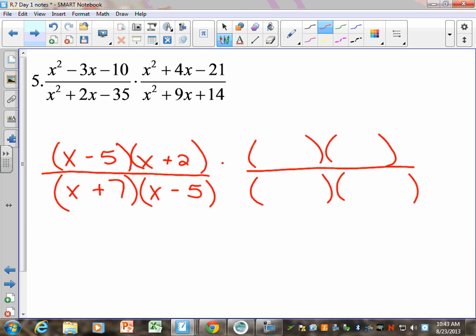The one that multiplies to give me 21, that subtracts to give me 4: negative 3, positive 7, sorry. Right? And then 7 times 2 is 14, plus and plus gives me plus 9, right? And again, you might have them, like the x plus 7 first and the x minus 3, but you should have those same parentheses in the top and the bottom.